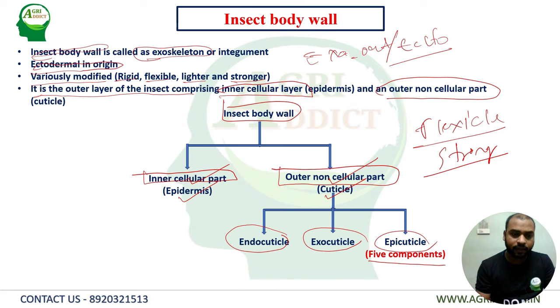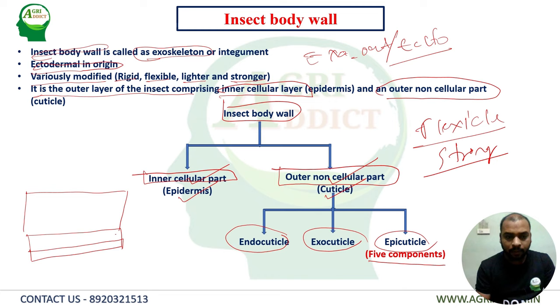So in this simple diagram, you just remember, this is one layer, this is another layer, this is another layer. I am thinking this is epidermis. That means it is the cellular layer, and this is the non-cellular layer, that is cuticle. And this layer is called the basement membrane.